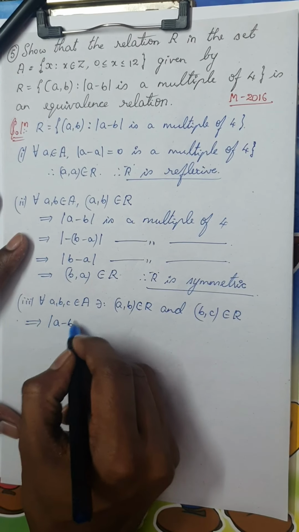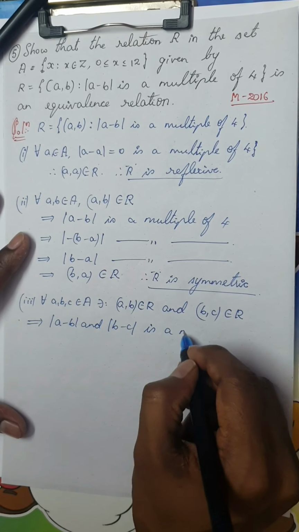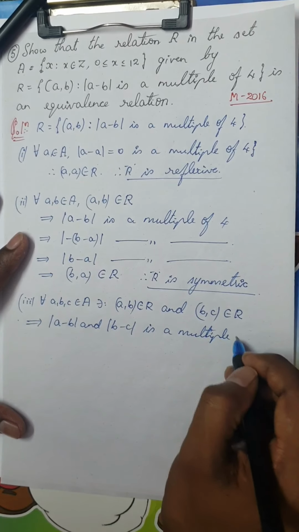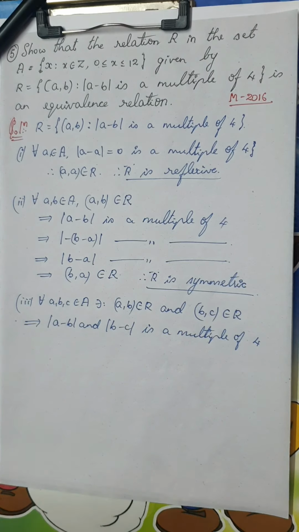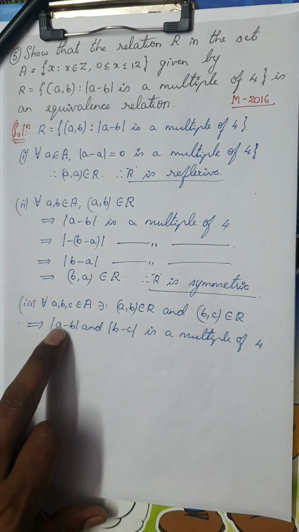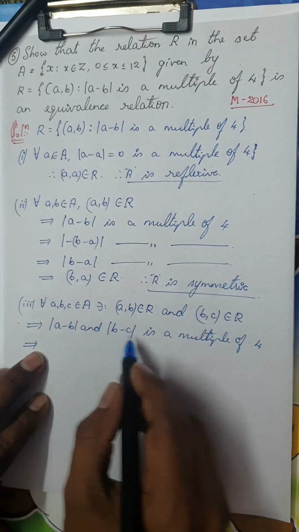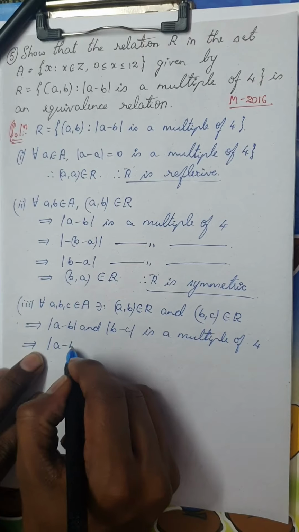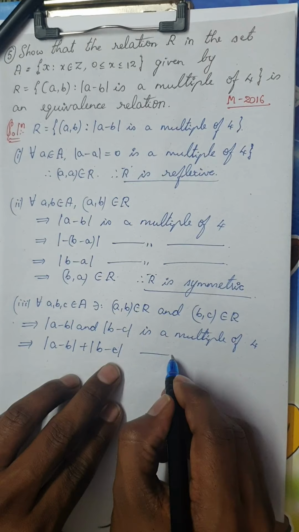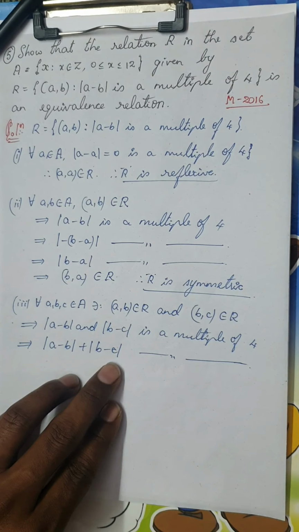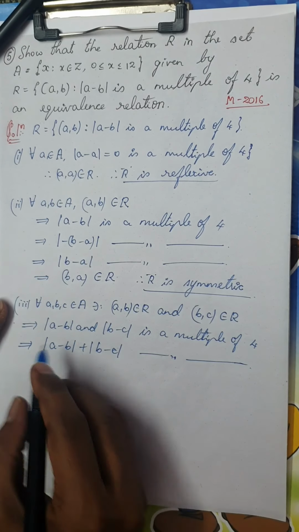I can write modulus of A minus B and modulus of B minus C is a multiple of what? 4. Because both the elements would be multiples of 4. It is similar to the previous one. If any two elements are multiples of 4, then the sum of them is also a multiple of 4. That is, modulus of A minus B plus modulus of B minus C is again a multiple of 4. You can write it in detail in the examination. If they ask you, don't write ditto, write in detail.